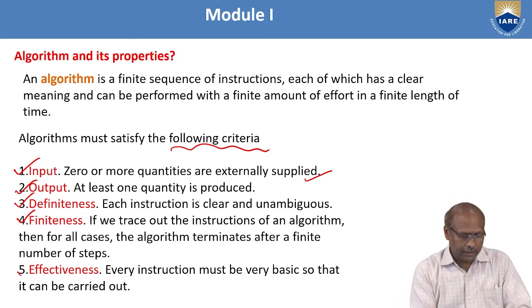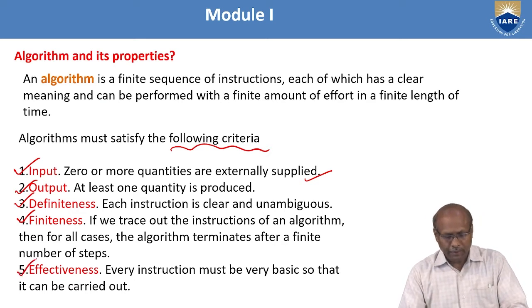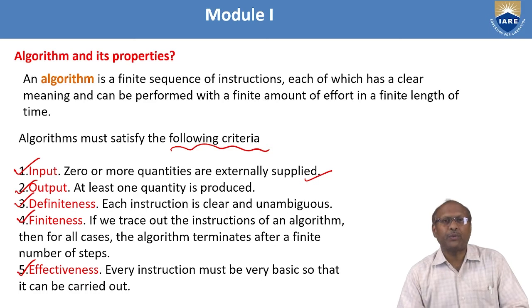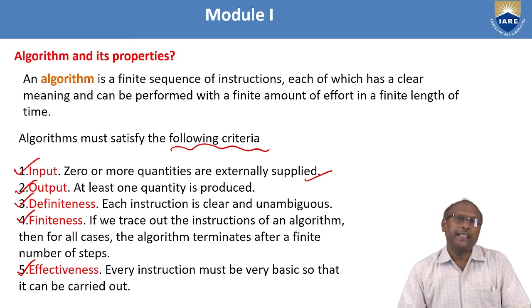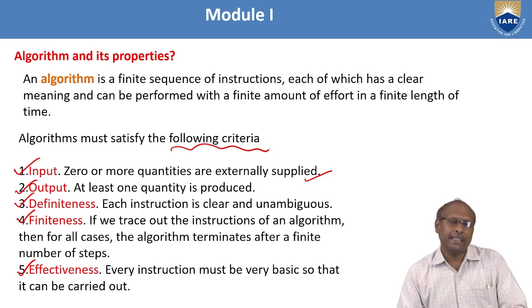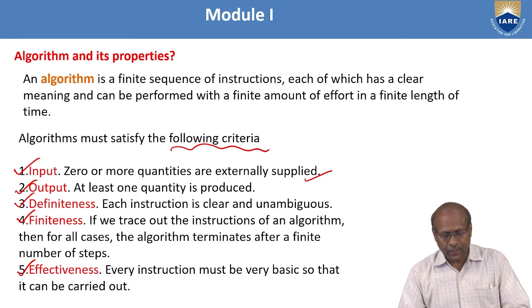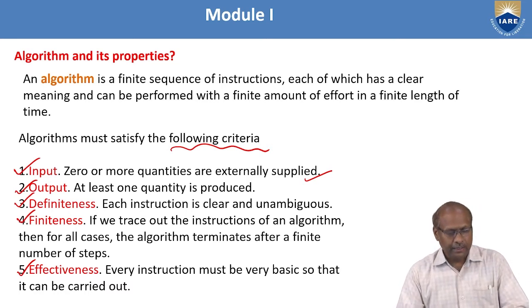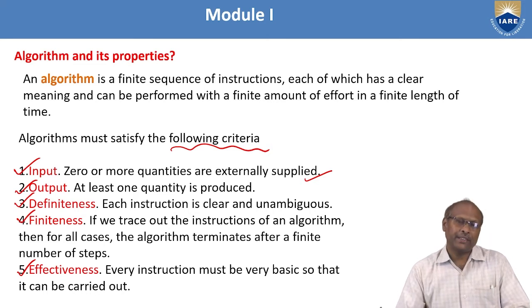Next one is effectiveness. Every instruction must be very basic so that it can be carried out. Whatever instructions or steps you are writing, it must have some effect on the algorithm. If you simply write just like that, then unnecessarily you are increasing the time as well as space. So there must be some effectiveness of the instructions. Those instructions must have some effect. If there is no effect, then there is no use of writing.